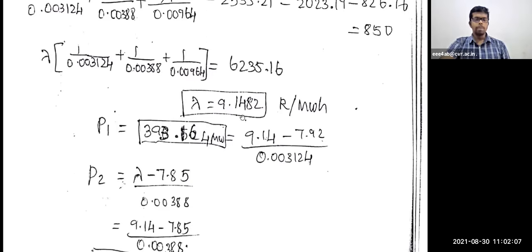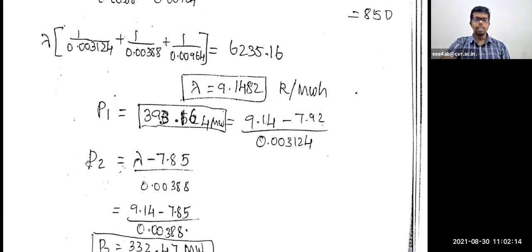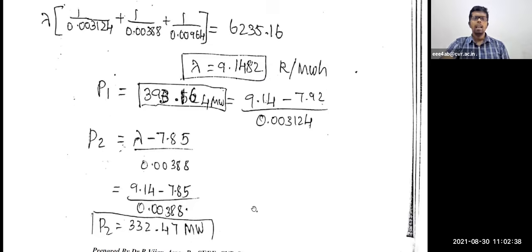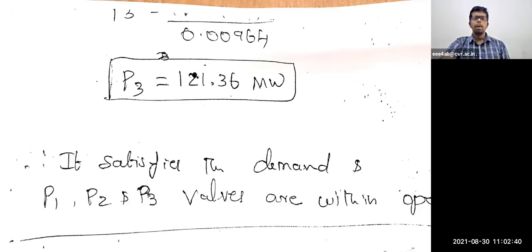Next, you need to substitute lambda in equation number 2. I think P2 is equal to lambda minus 7.85 divided by 0.00388. So I'm substituting this lambda, that is 9.14, in this equation. I'm attaining the answer as P2 is equal to some 332.47 megawatt.